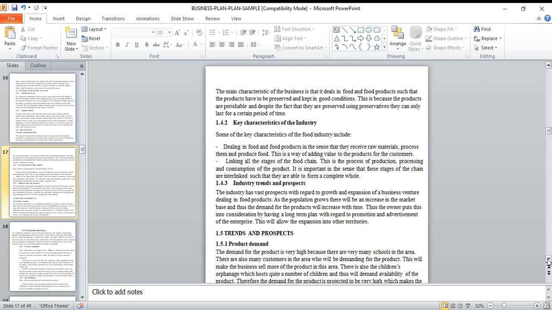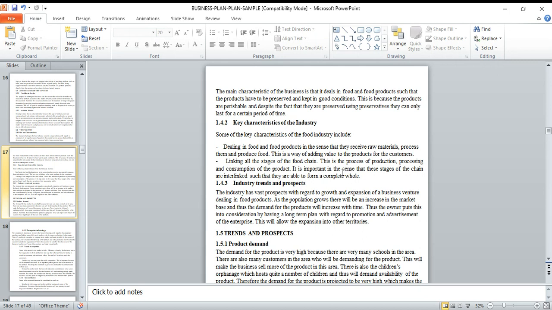The main characteristic of the business is that it deals in food and food products, and that the products have to be preserved and kept in good condition. This is because the products are perishable, despite the fact that they are preserved using preservatives. They can only last for a certain period of time. So you can see I gave the characteristics related to the food industry and how it will be affected. The key characteristics of the food industry: dealing in food and products in the sense that they receive raw material and process them and produce food, linking all stages of the food chain.